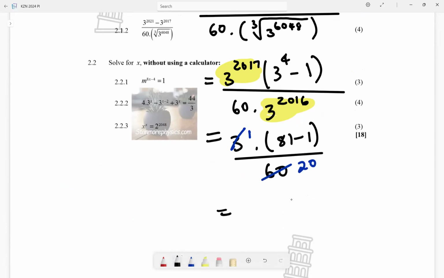So I can have something like h1 minus 1, which is 80 divided by 20. 80 divided by 20 is the same as 8 divided by 2, which is 4. Okay, yes. This is how we do that.